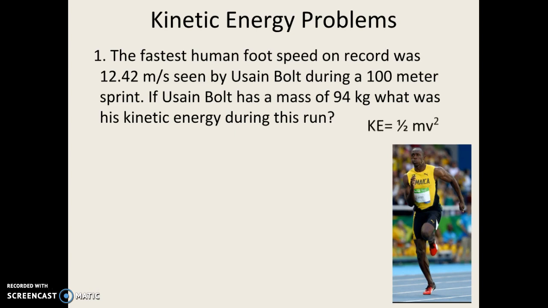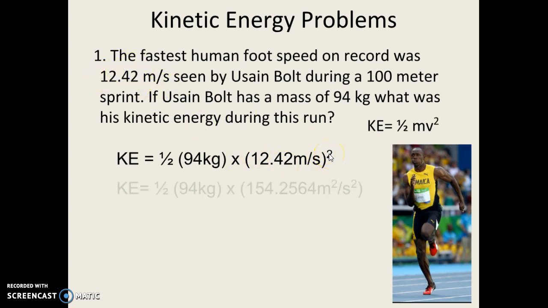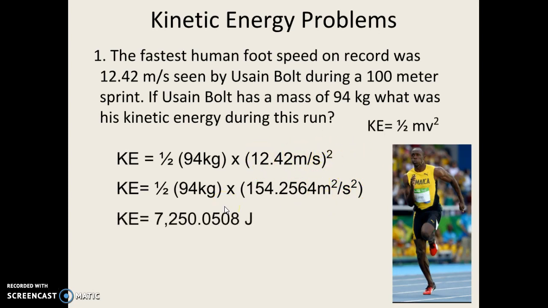All right, so you should have used the KE equals 1/2 mass times velocity squared formula, which means we would set it up with KE equals 1/2 of 94 kilograms, because that's his mass, if you remember our metric units, multiplied by 12.42 meters per second, and we have to square it because that's what we do with velocity. So if we square this, we end up with 94 kilograms times 154.2564 meters squared per second squared, because we squared all of this, right? And remember, joules equals kilograms times meters squared per second squared.